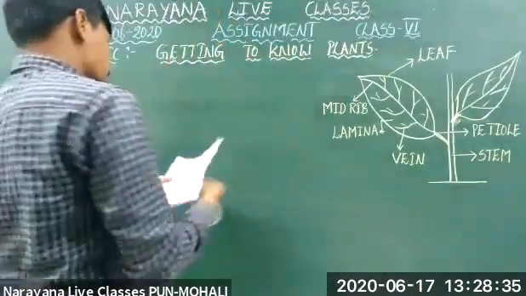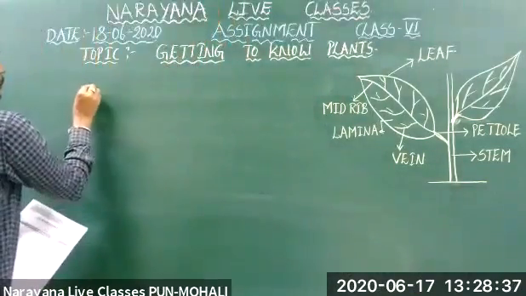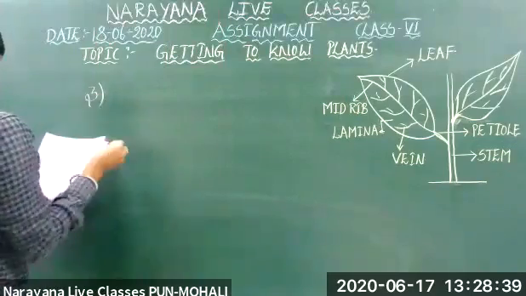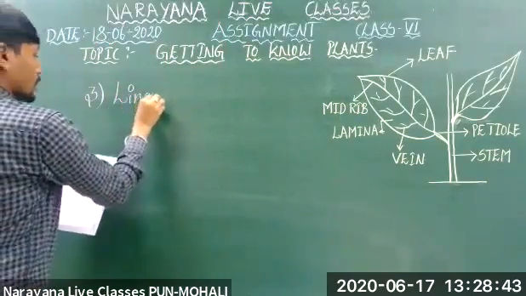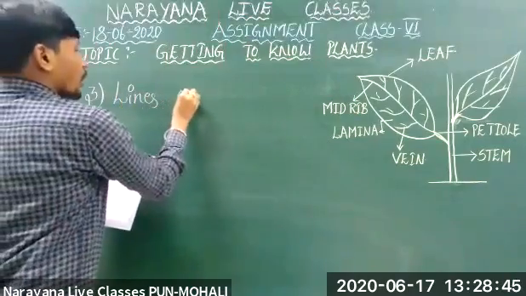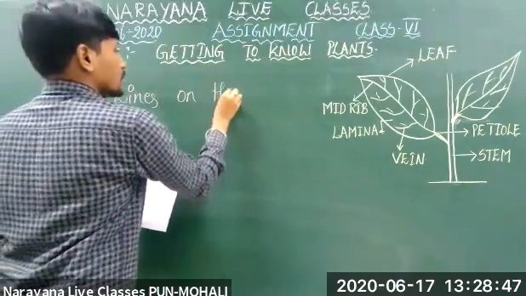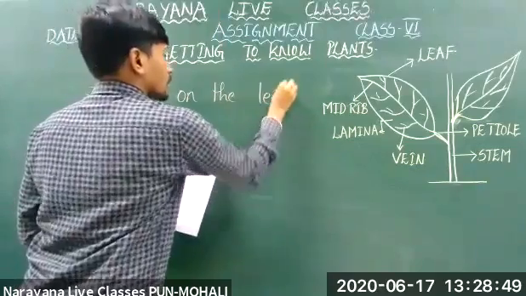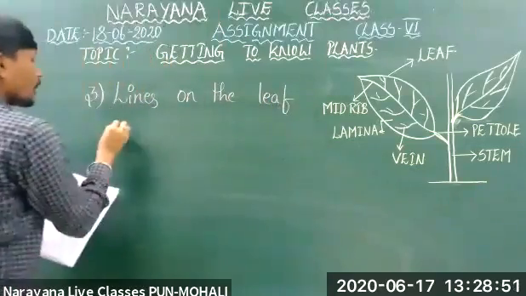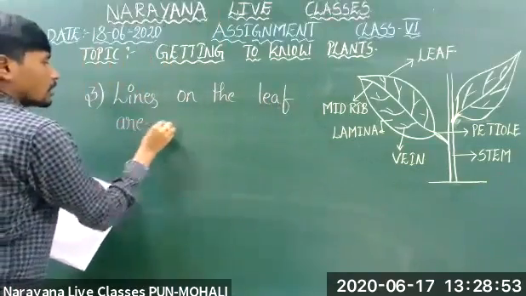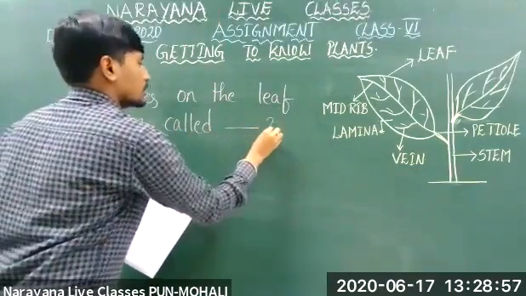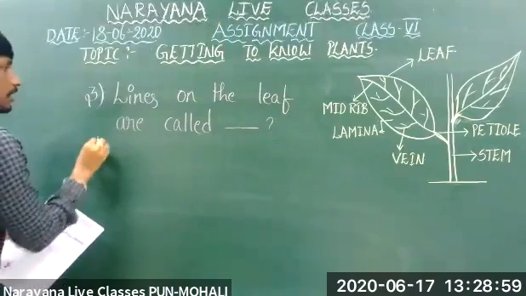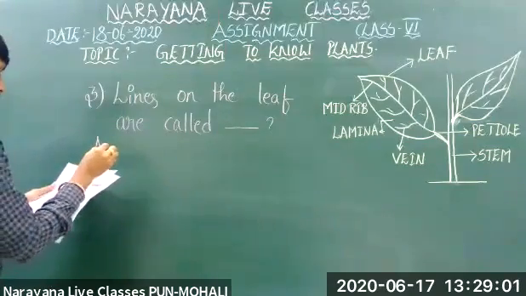And the third question. Lines on the leaf are called dash.